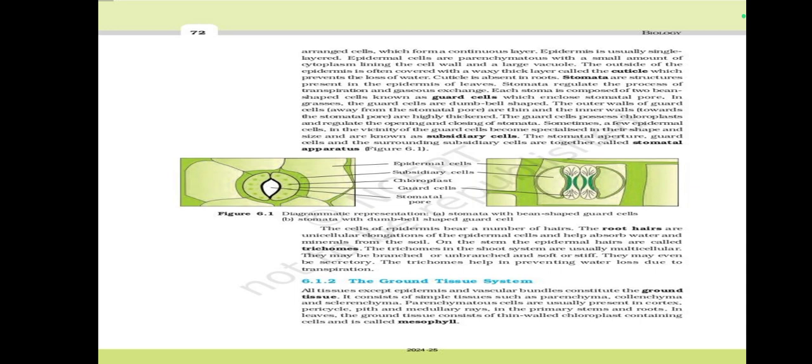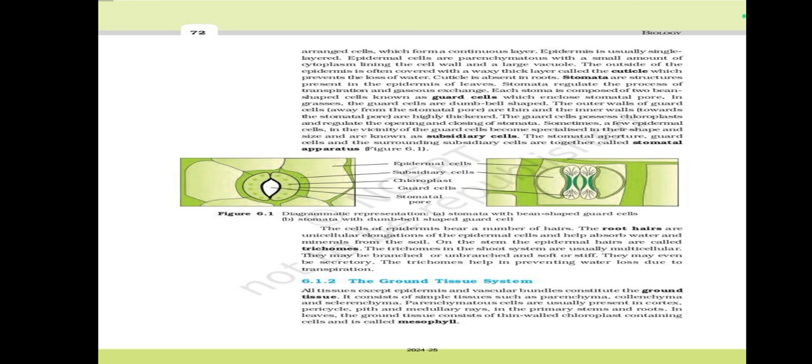Each stoma is composed of two bean-shaped cells known as guard cells, which enclose the stomatal pore. In grasses, the guard cells are dumbbell-shaped. The outer walls of guard cells away from the pore are thin, and the inner walls towards the stomatal pore are highly thickened. The guard cells possess chloroplasts and regulate the opening and closing of stomata.